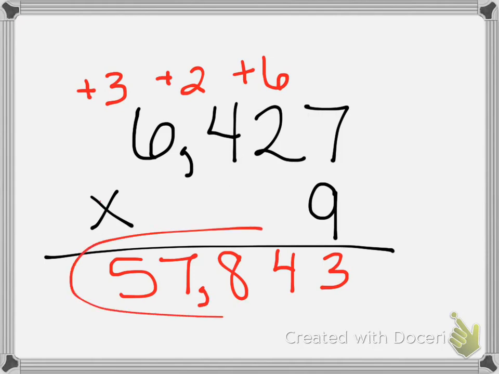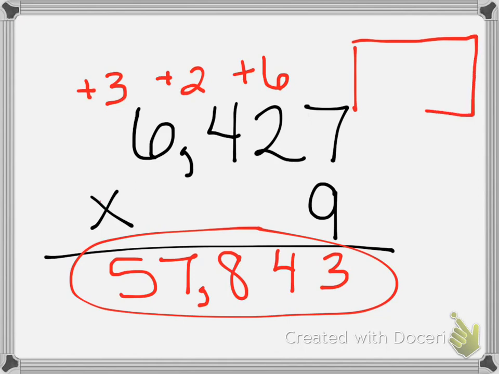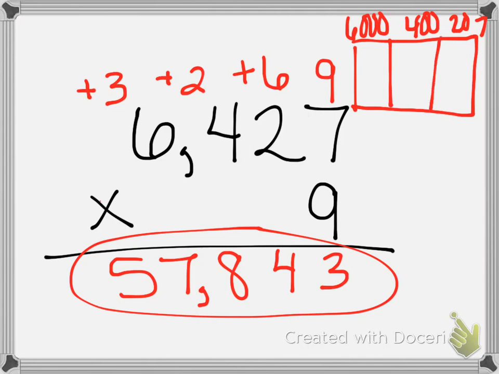And if they don't like this method and want to stick with an area model, they can break it apart and put your 6,420 and then a 7, and then put your 9 on this side, and then they could go through and add up all their partial products if they would like to.